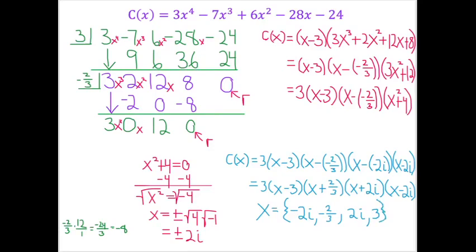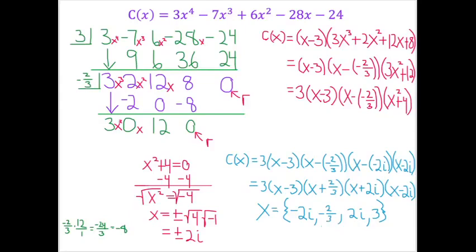Do notice that we have plus and minus 2i, and those come from the conjugate pair that we have here of x plus 2i and x minus 2i in the factors. We also have a positive real zero of 3 and one negative real zero of negative 2/3.